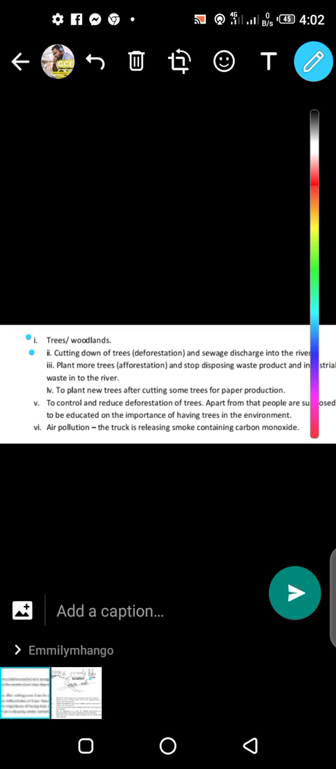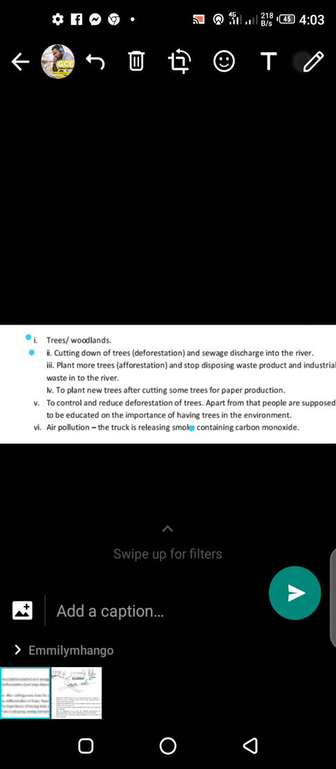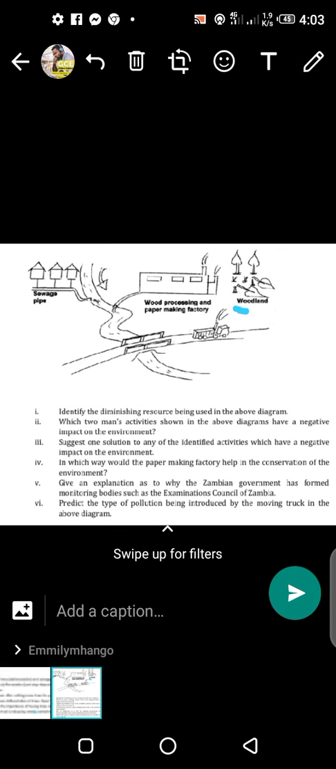And the sewage discharge in the river. Meaning, when sewage is removed from the toilets, from the basins, and then it is transported into the river, it has a negative impact. So there are two activities that have a negative impact: the cutting down of trees and also the disposing of sewage into the river, or the discharging of sewage into the river. Okay, I think it's clear now. So we'll go to the next question.